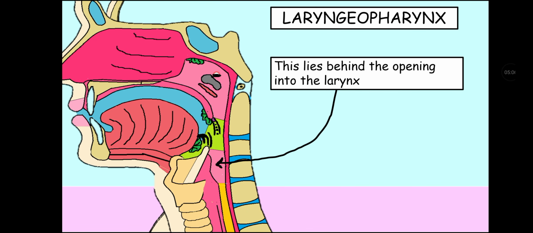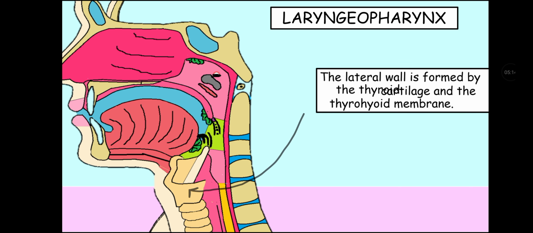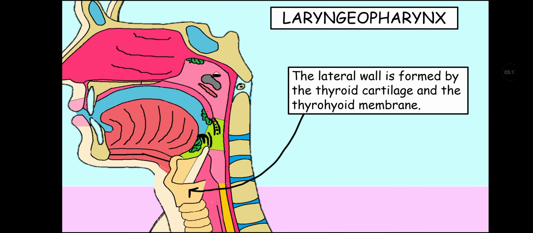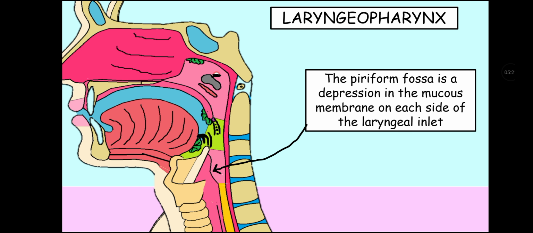Now let's talk about the third part of the pharynx, that is the laryngopharynx. That is the lowest part of the pharynx. It lies behind the opening into the larynx. The lateral wall of it is formed by thyroid cartilage and thyrohyoid membrane. There is the piriform fossa, that is a depression on the mucous membrane on each side of the laryngeal inlet.